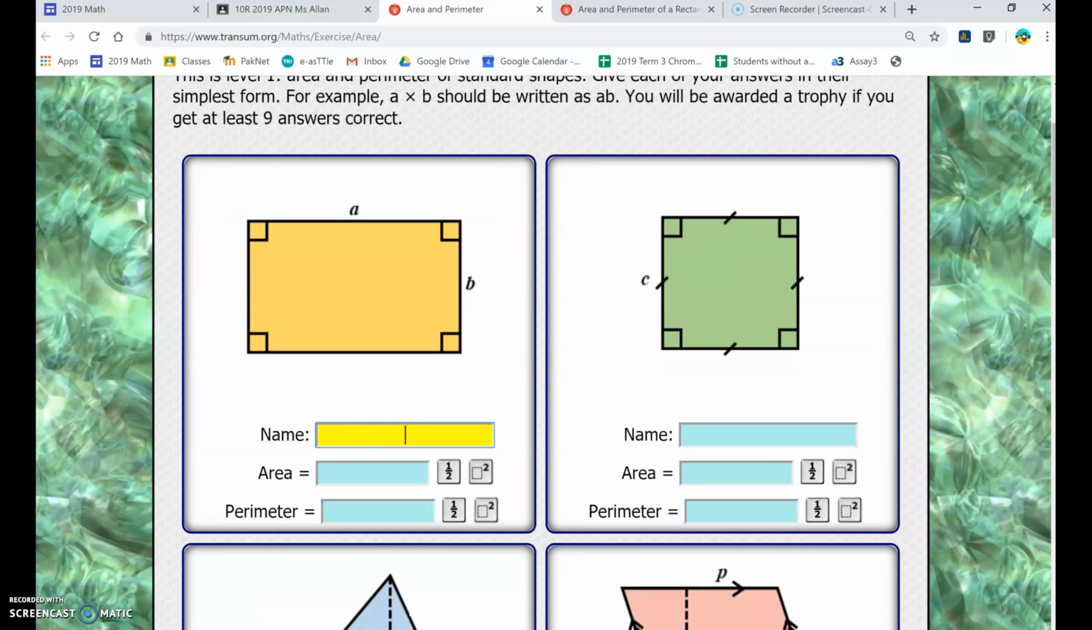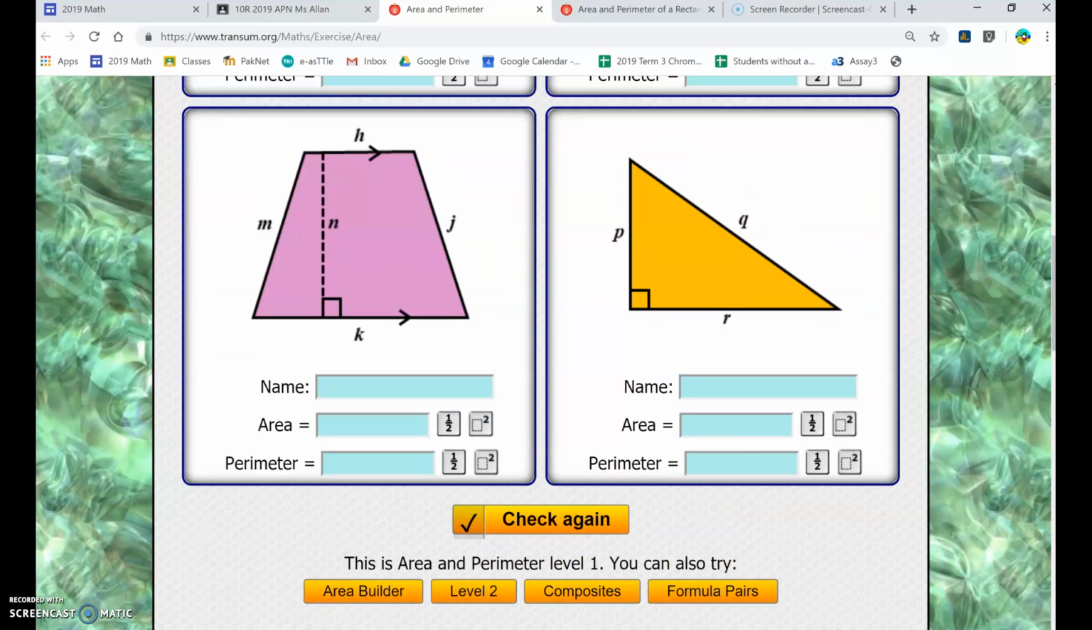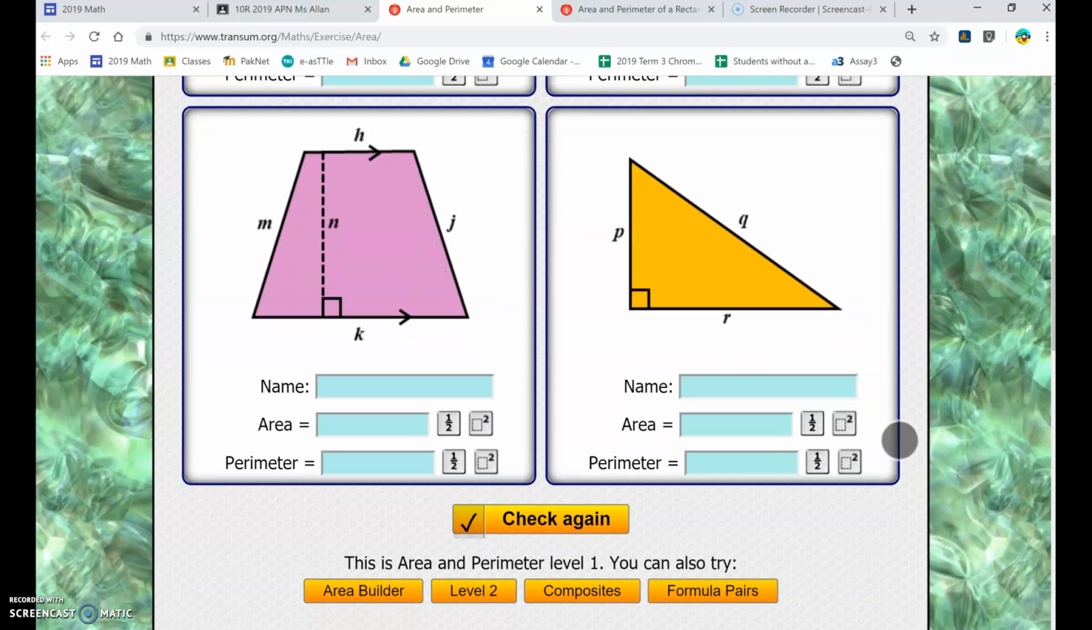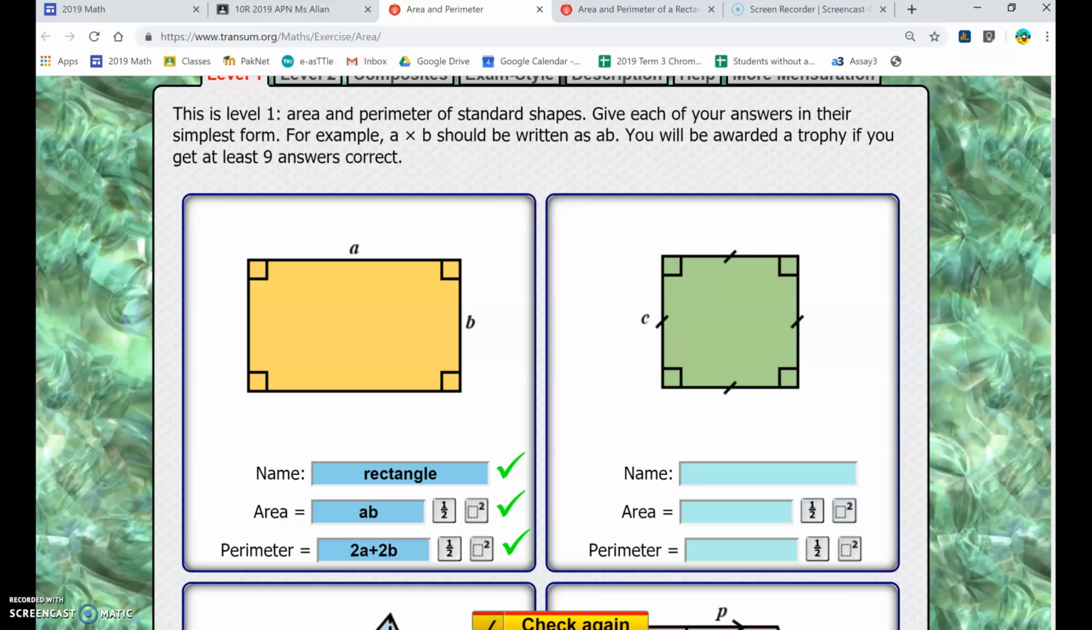So for this one, what's its name? Rectangle. Yep. And the area is A times B, and the perimeter, we would have an A plus a B plus an A plus a B, or would we have to simplify it to say 2A plus 2B? Let's see what happens. Okay, maybe we do have to simplify. So let's go 2A plus 2B and see if that works. Nice. All right, so it says the simplest form, they're not joking.